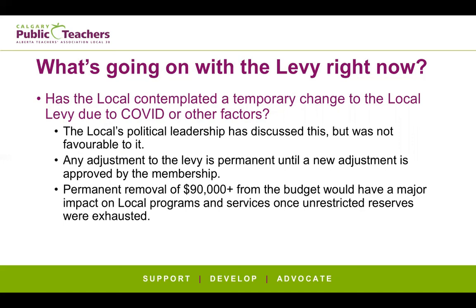Similarly, the permanent removal of $90,000+ from the annual budget would have a major impact on local programs and services. And you saw the areas in which we expend funds in a previous slide. Imagine removing $90,000 from that budget, and I'm not sure where you would do that. Of course, it may be possible, but whatever you do, you're going to have an impact on local programs and services. So you would need to make some hard decisions about where that money would come out of and what programs you would cease to have functioning.